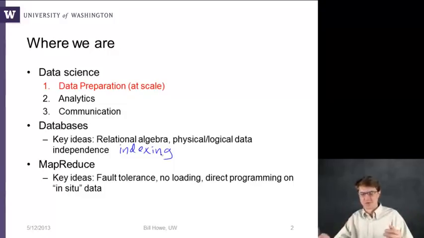Okay. Extending this point, direct programming on in-situ data. So anything that comes at you, if you can write a program that can process it, you can probably write a MapReduce program that can process it at scale. Right? And that's a very, very powerful thing. All right.